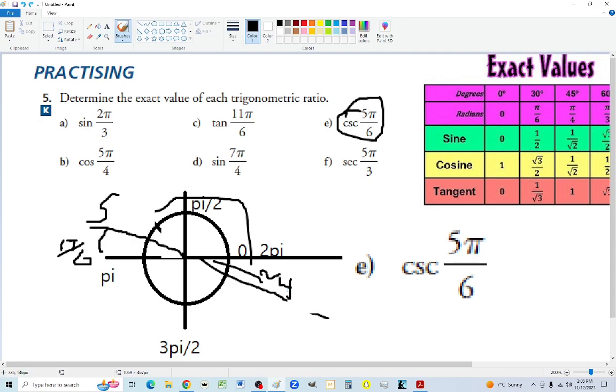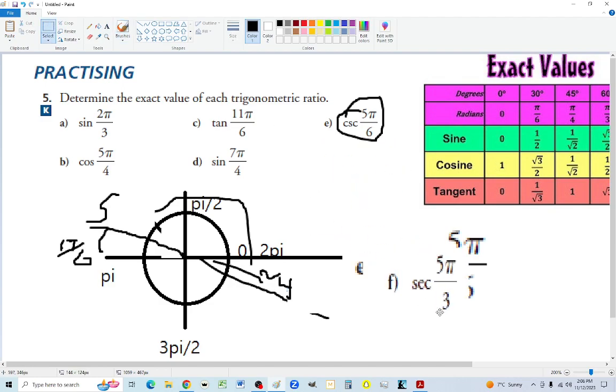And I could have done all the other ones. It would be negative square root of 3 over 2, negative 1 over square root of 3. The sine would be a half, positive half. The secant would be negative 2 over square root of 3, and the cotangent would be negative square root of 3.